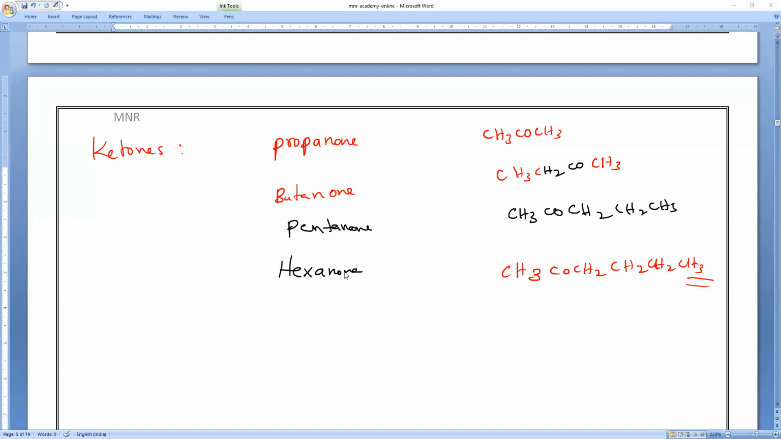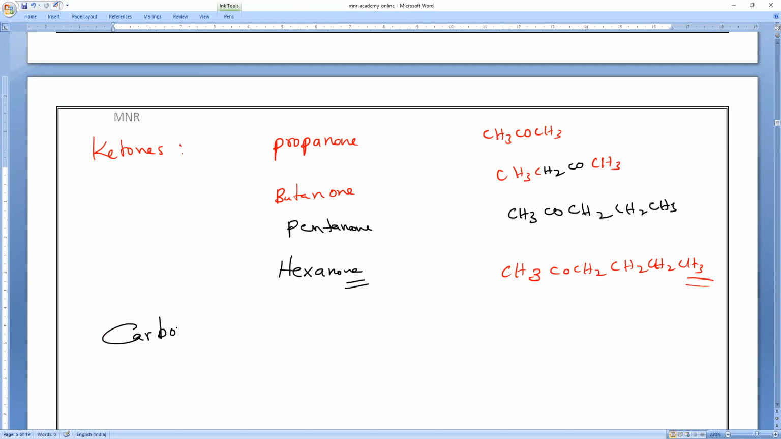Minimum number of carbons, how many must be there in the long chain for ketones? Everybody? 3 carbons, and a carbon double bond O has to be present in between. That is the most important thing you have to remember. So ketone is over.